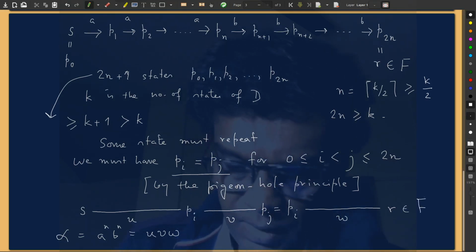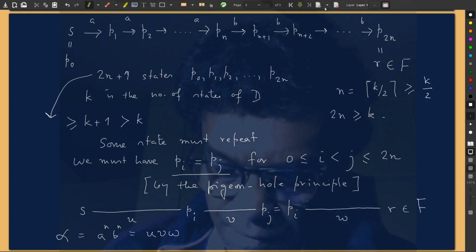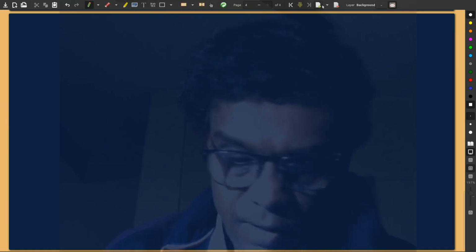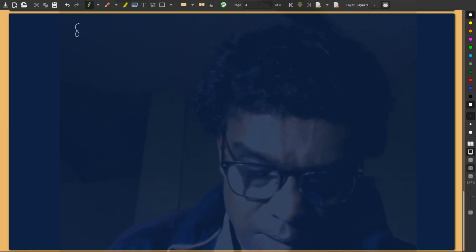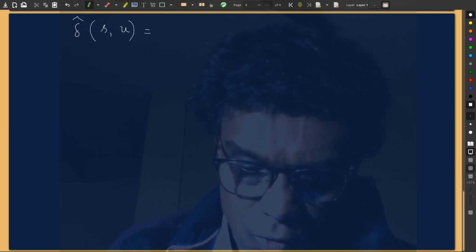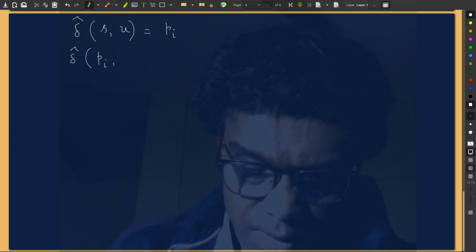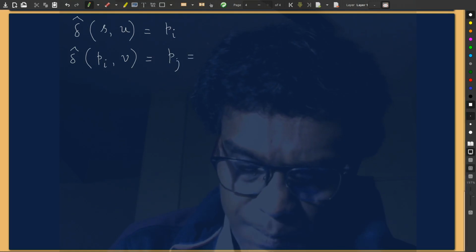So what do I have in this case? If delta is the transition function, delta hat starting from S, the machine reads U and goes to pi. Then delta hat goes from pi, reads that intermediate part V, the middle part, and goes to state pj, which happens to be the same as pi.